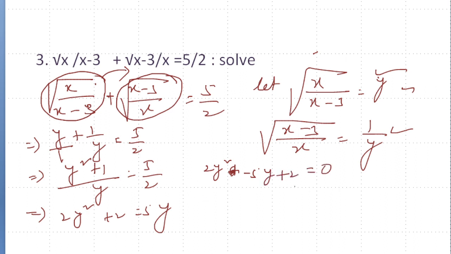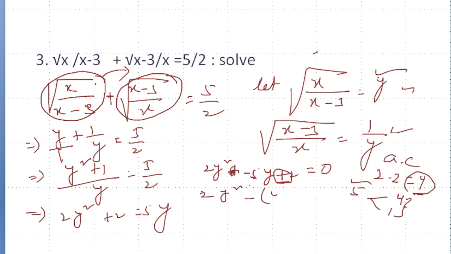Now solve this. Split the minus 5. 2 into 2 equals 4, this is a into c, and split 5 into 4 and 1. Add, that is 5, and multiply, it comes to 4. Now in place of 5, write 4 plus 1, 2y. You see clearly, because the last term is plus and ac is positive, we took two numbers whose addition is our middle term. So now write 2y square minus 4y minus 1y plus 2 equals 0.